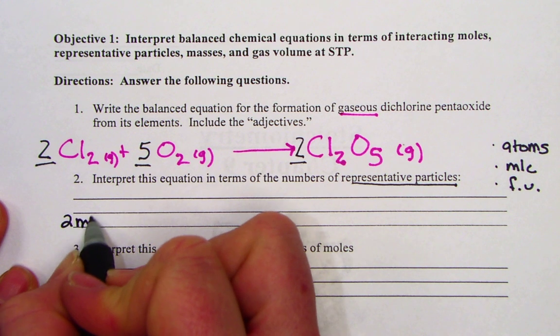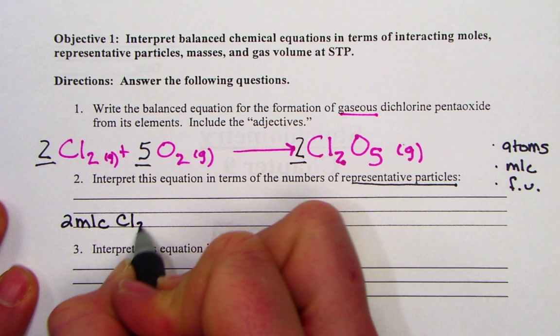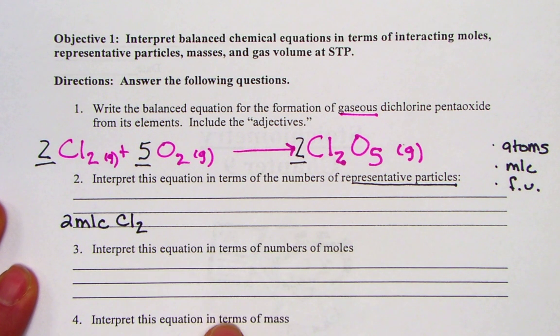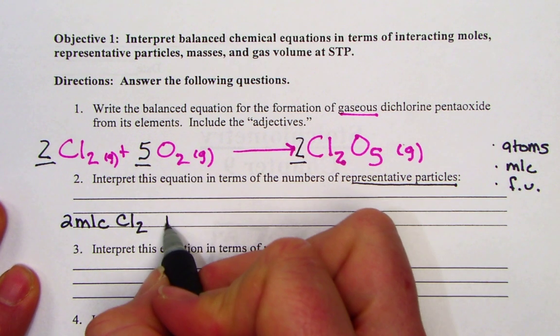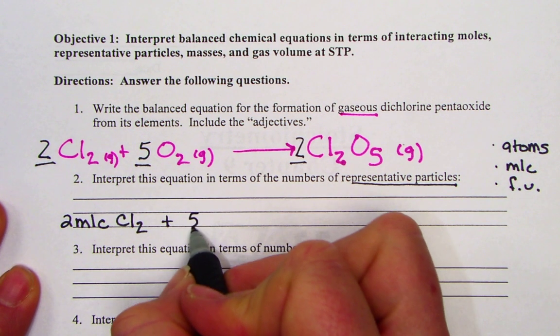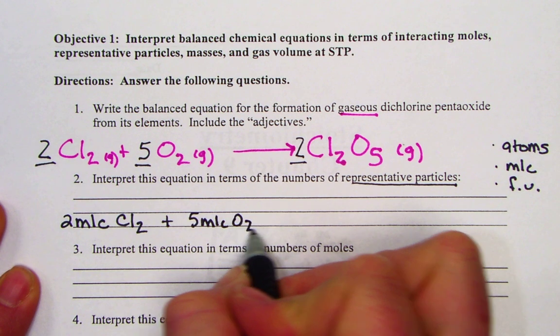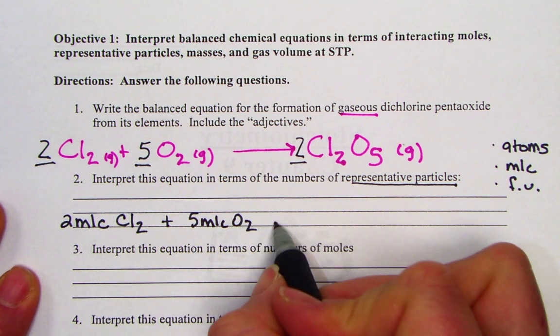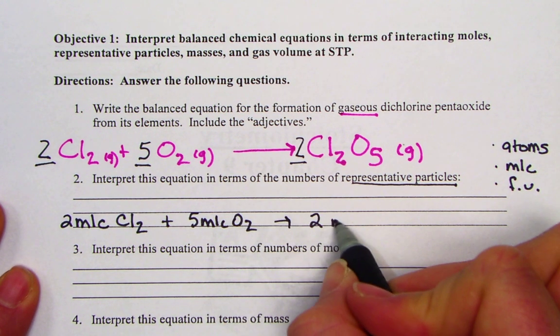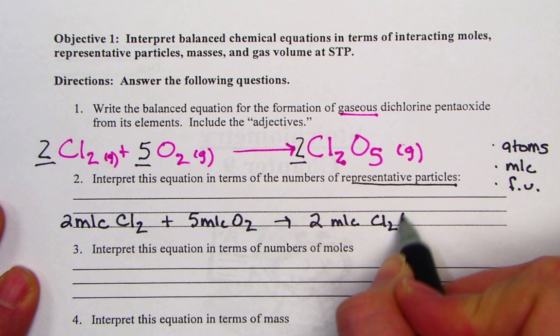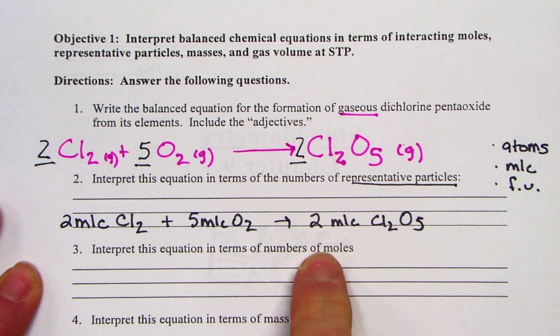I'm going to write 2 molecules of our chlorine, and it's okay to just put the symbol down, Cl2. We'll react with 5 molecules of the oxygen. That would be written as O2. And it's going to form 2 molecules of Cl2O5, where the coefficients can stand directly for the number of particles.